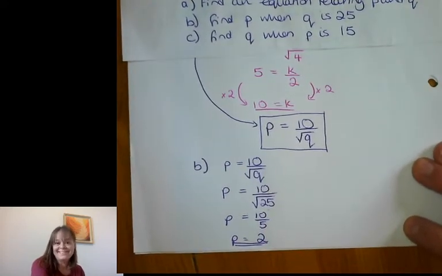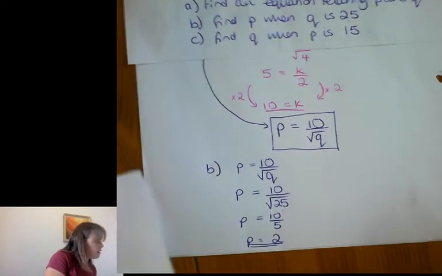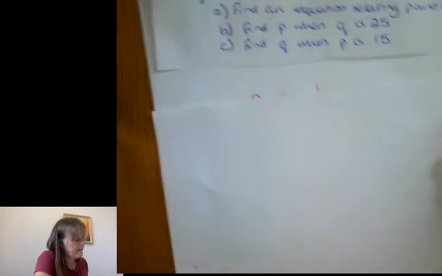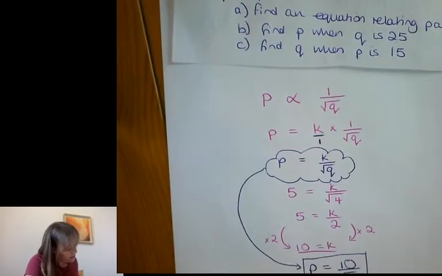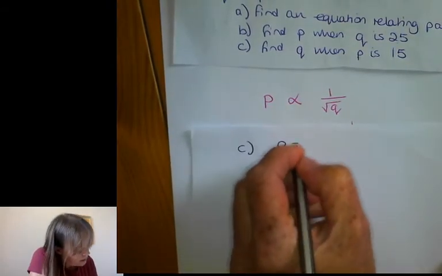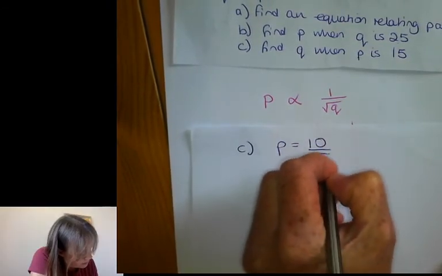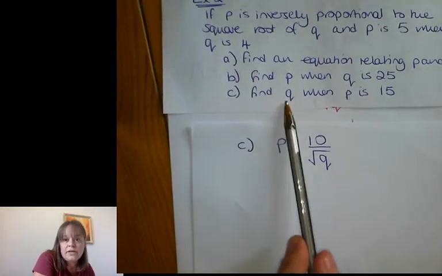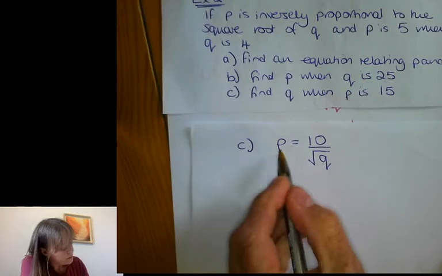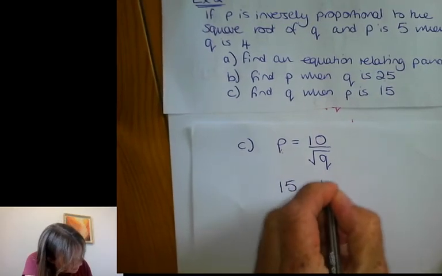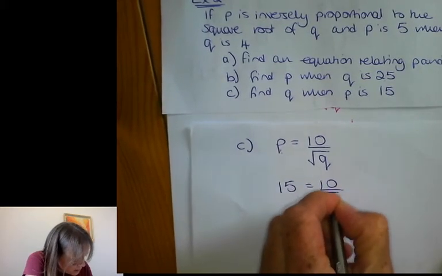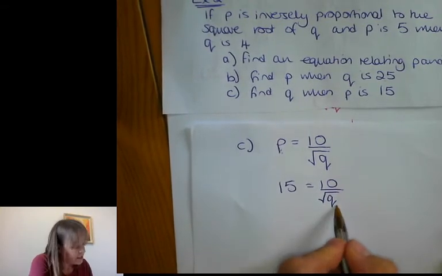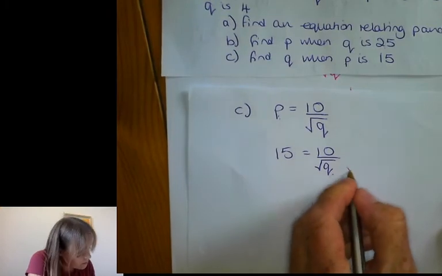Oh, you can't see. Now for part C, I'm just going to get a bit more space. So the equation that I'm using is P is 10 over square root Q, and for part C they've told me that I need to find Q when P is 15. So I'm going to put 15 in here. And again, I've got that problem that I had last time where the square root Q is on the bottom of the fraction.